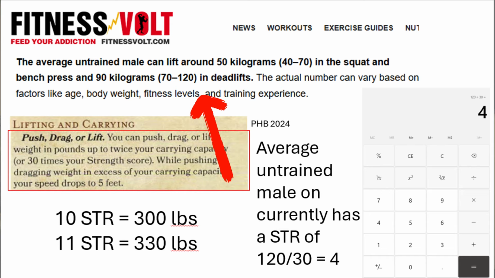Now we know based on the lift, it's 30 times your strength. So basically all we have to do is divide that number by 30. Instead of 120, divide that by 30, it says 4. 4 seems awfully low, so maybe this is not exactly correct. But how can we figure out what the actual commoner strength is? Let's do a little more digging.